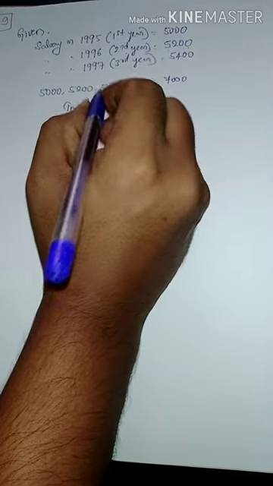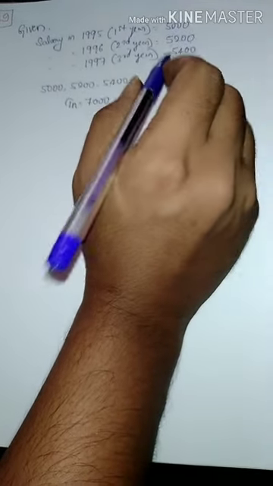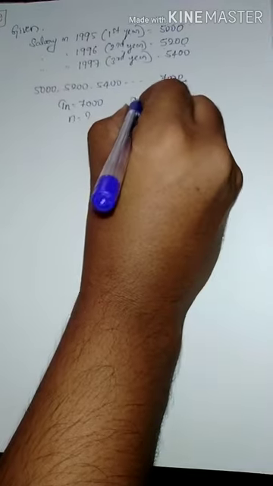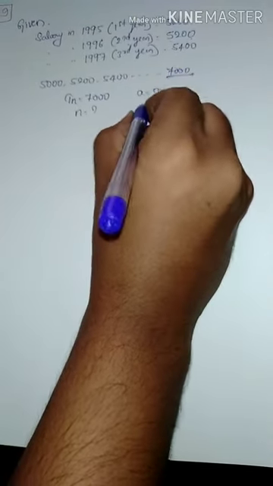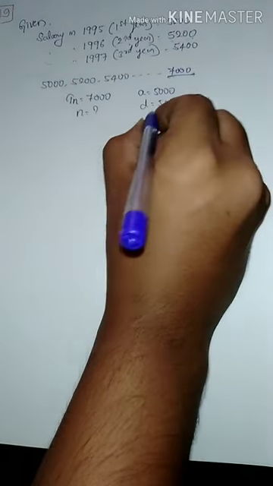Here we want to find which year his salary becomes 7000. We need to find n is equal to how much? A is equal to 5000. D is equal to 5200 minus 5000. So D is equal to 200.